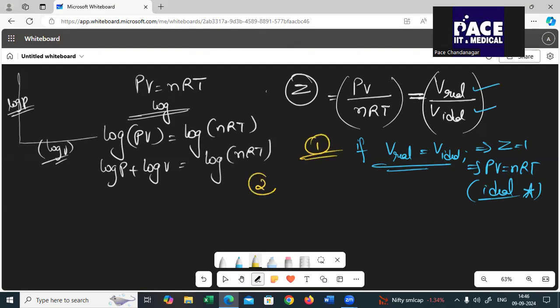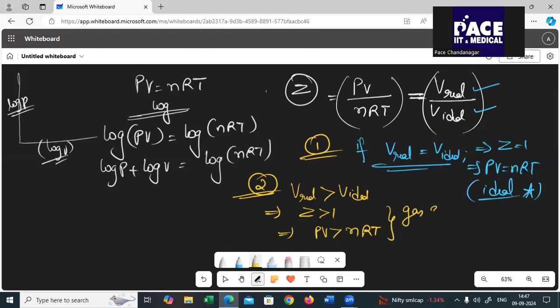Case 2: if V real is greater than V ideal, this implies Z is greater than 1, which implies PV is greater than nRT. In case PV is greater than nRT, your gas expands. Right? V real is greater, meaning the real gas has greater volume, meaning it is expanding. Gas expands, which implies it has a positive deviation as compared to the observed.